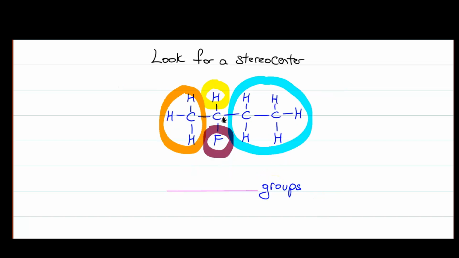This carbon marked with an asterisk is the key. It is attached to a hydrogen, fluorine, a methyl group, and an ethyl group. That means it has four different groups attached. So it is a stereocenter.